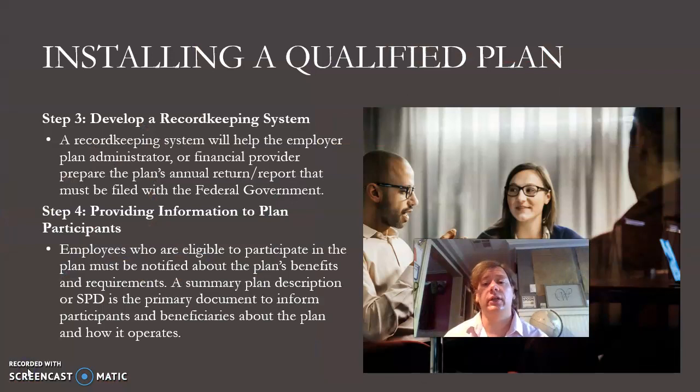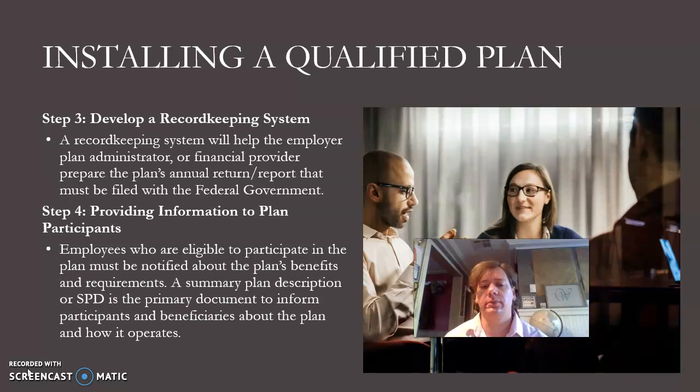Step 3 of installing a qualified plan is develop a record-keeping system. A record-keeping system will help the employer, plan administrator, or financial provider prepare the plan's annual return/report that must be filed with the federal government. Step 4 is providing information to the plan participants.